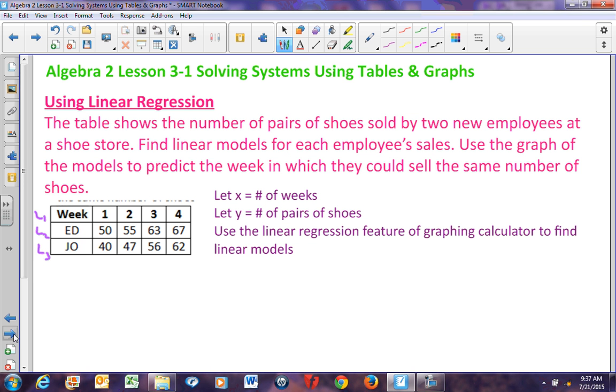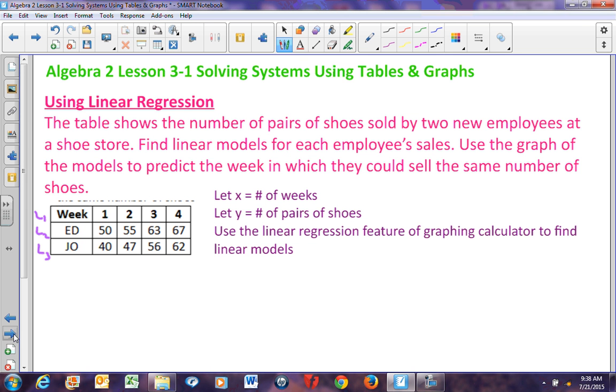Then for L1, I'm simply going to put 1, 2, 3, and 4. So hit 1, enter, 2, enter, 3, enter, 4, enter. Scroll over to L2, put 50, enter, 55, enter, 63, enter, 67, enter. And then for L3, you're going to put 40, enter, 47, enter, 56, enter, 62, enter. Make sure all your data is correct. I always read through it again to make sure that I didn't mess anything up on my keystrokes.